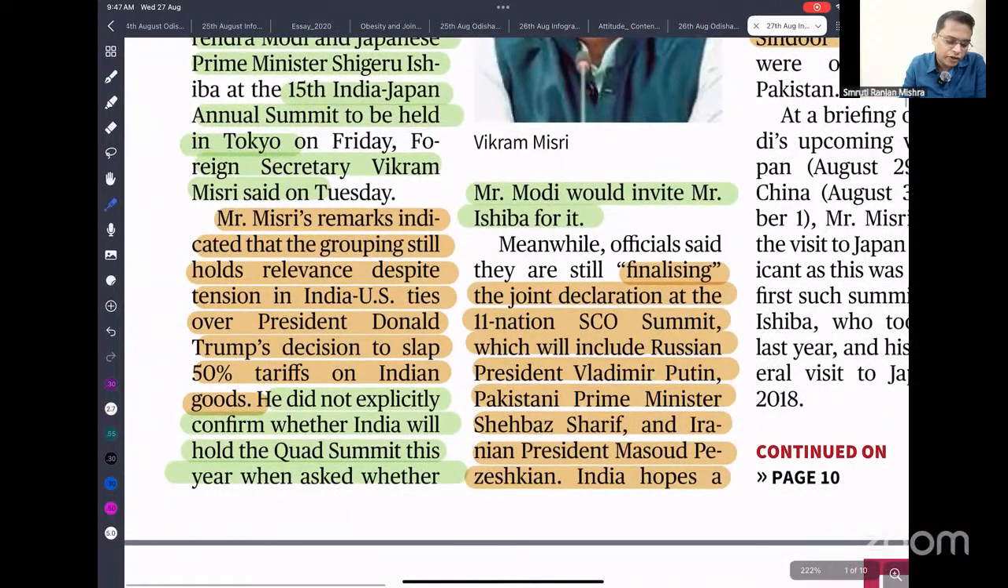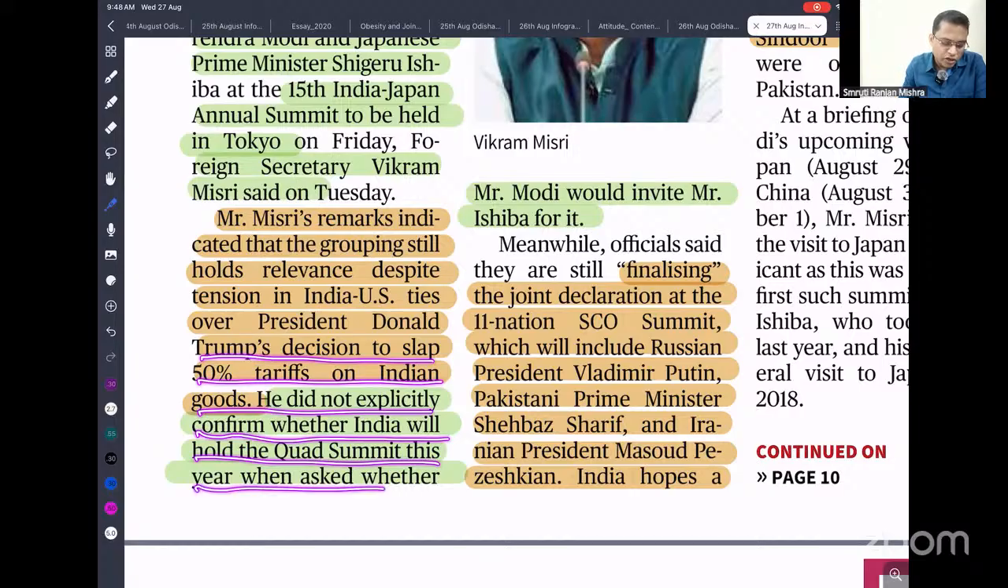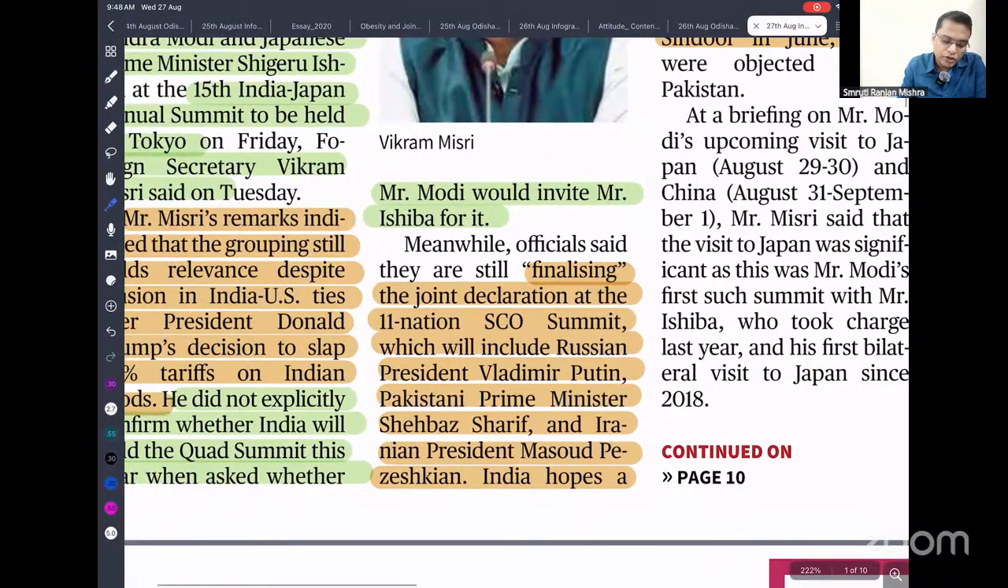This is what our Foreign Secretary said. He remarked that the grouping is still relevant for India despite tension in Indo-USA ties, because this grouping basically aims to promote cooperation, but there is strain in this relationship because the US is imposing high tariffs. Donald Trump decided to impose a 50% tariff on Indian goods. He did not explicitly confirm whether India will hold the Quad summit this year or not. Our relationship with the USA has plunged, so it is not sure whether we are going to hold this Quad summit or not.